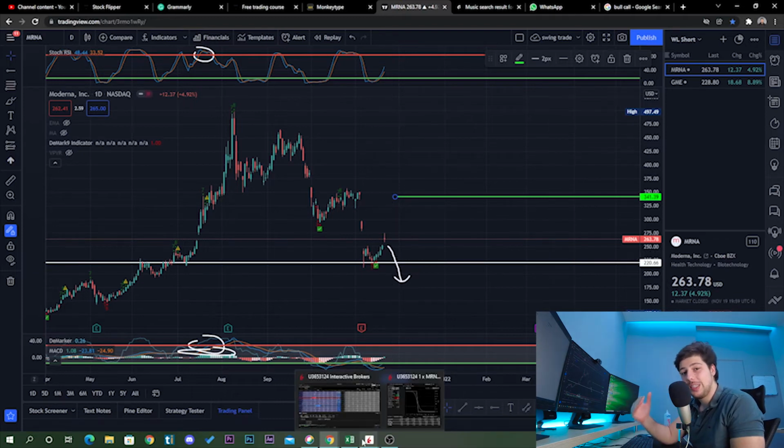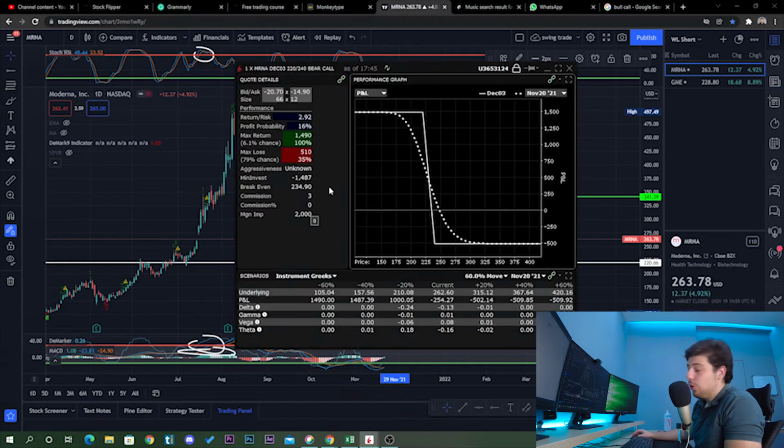Since the current price is above your break-even, your risk-reward ratio will be much better. If you're going to lose, you're just going to lose $510, and if it goes below that, your maximum profit potential is $1,500. So this is how a bear call works.